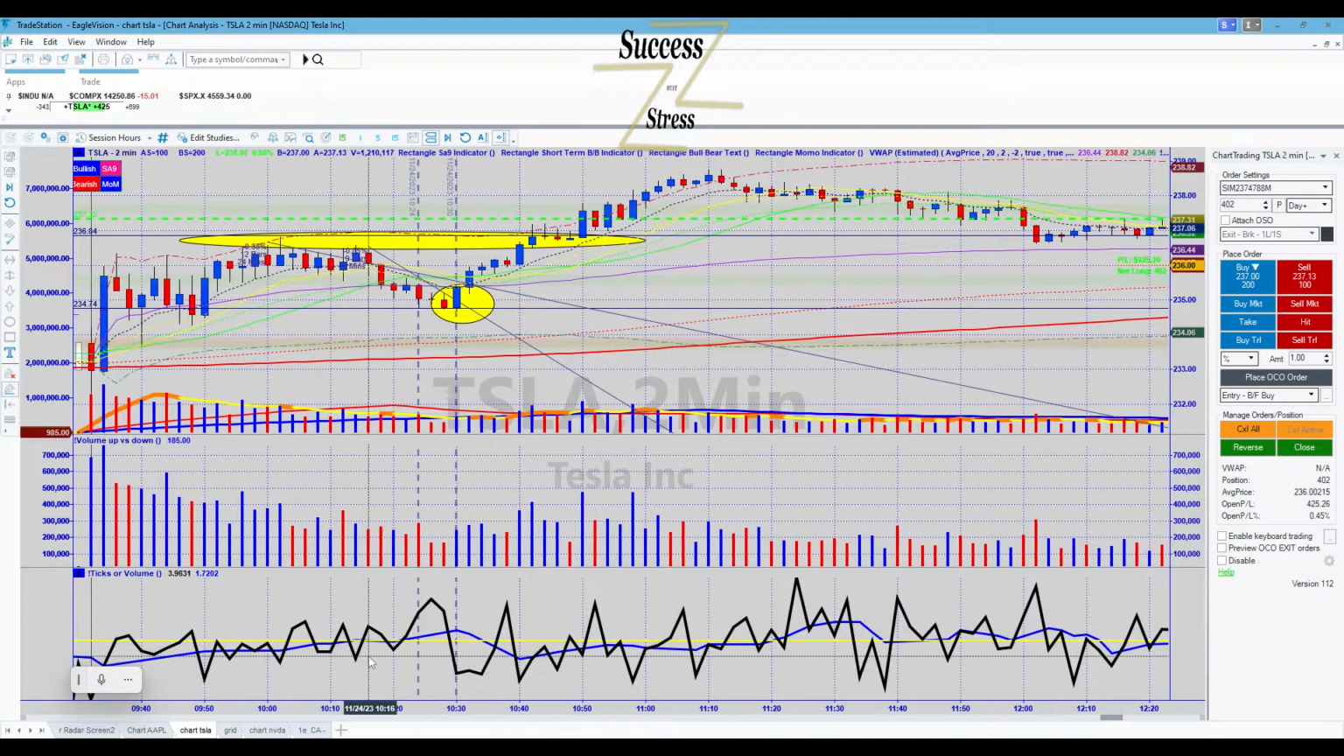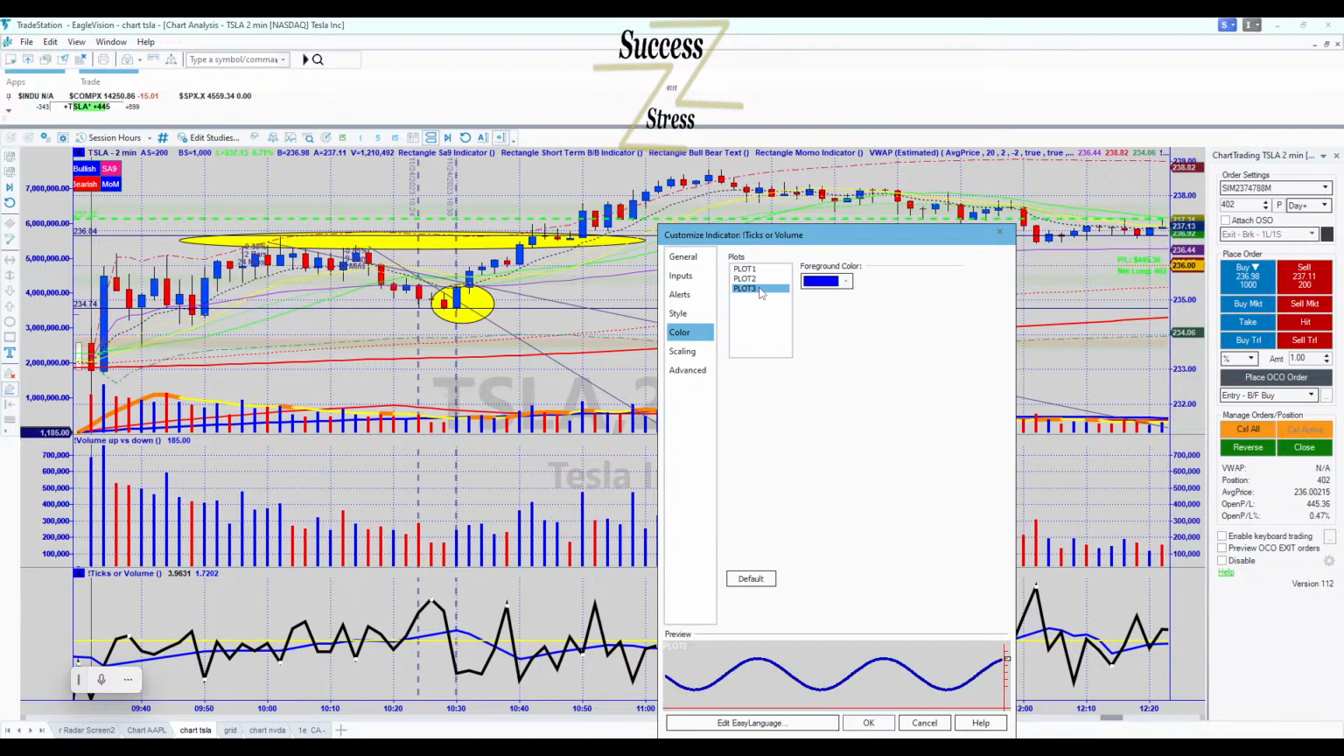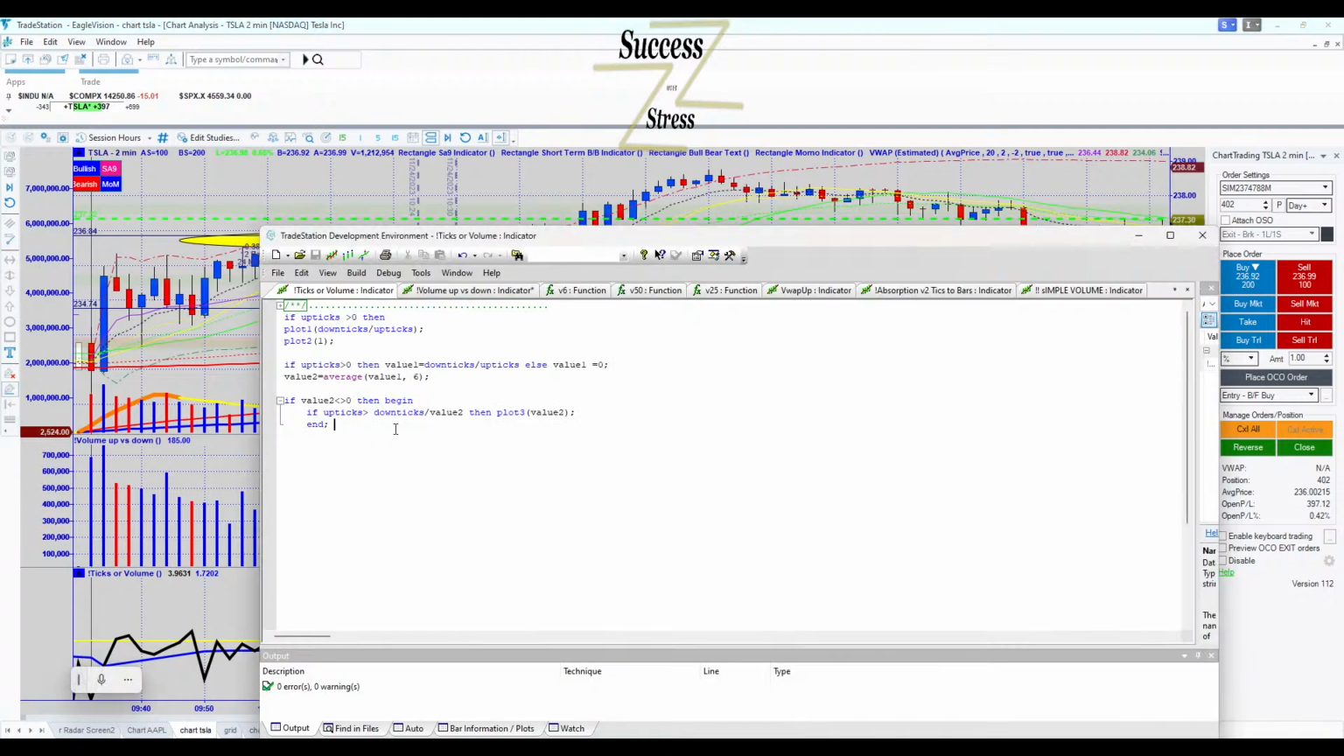All right. So then I had this, what plot did I have? Plot 3, plot 1, plot 2, plot 3. If upticks is greater than downticks over value 2, then plot 3. Yeah, we're gonna plot 3. You know what? I didn't plot this smooth. I need to plot the smooth. So plot 3 is equal to value 2, which is a smooth line, and then this plot 4 we'll make this red. And that's why you make things different colors, so you'll know what's what.